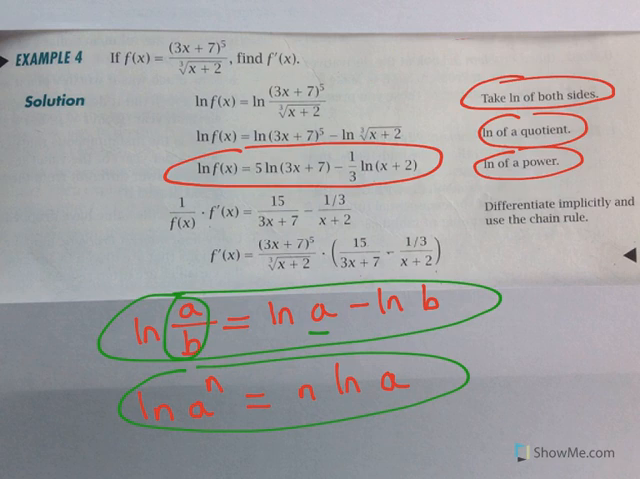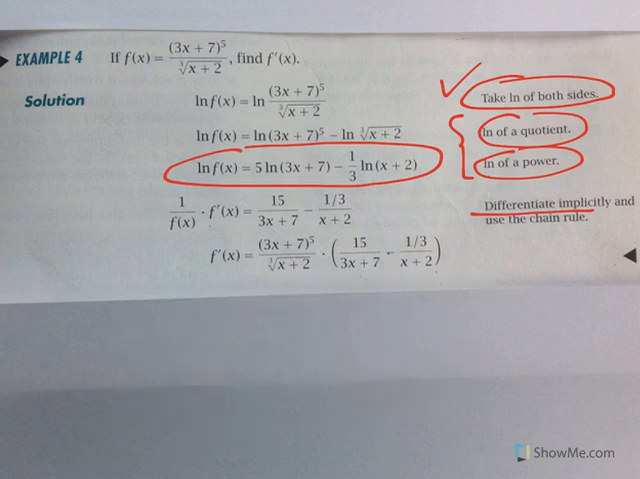So up to this point, I haven't done any differentiation. All we've done is we began by taking the natural log of both sides, and we used properties of logarithms to expand the expression on the right side of the equation. And now we're going to differentiate both sides of the equation, and let's see what we do for that.